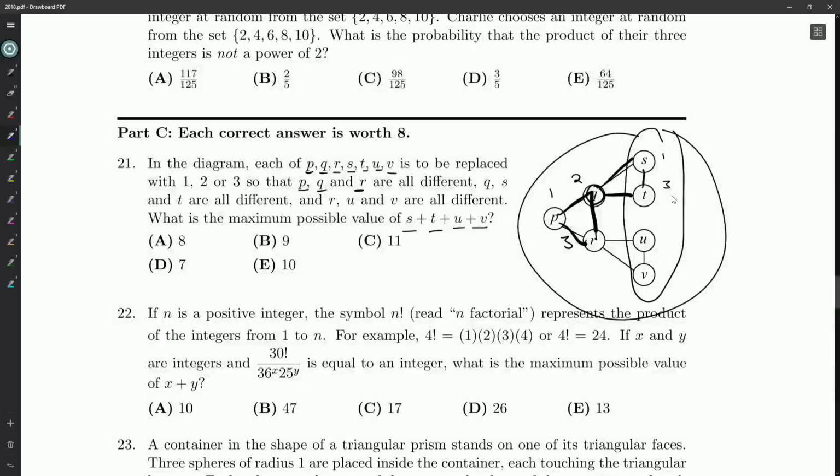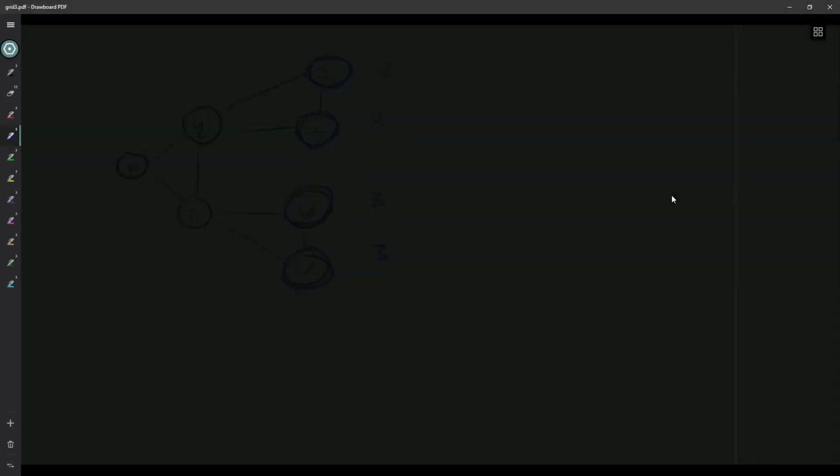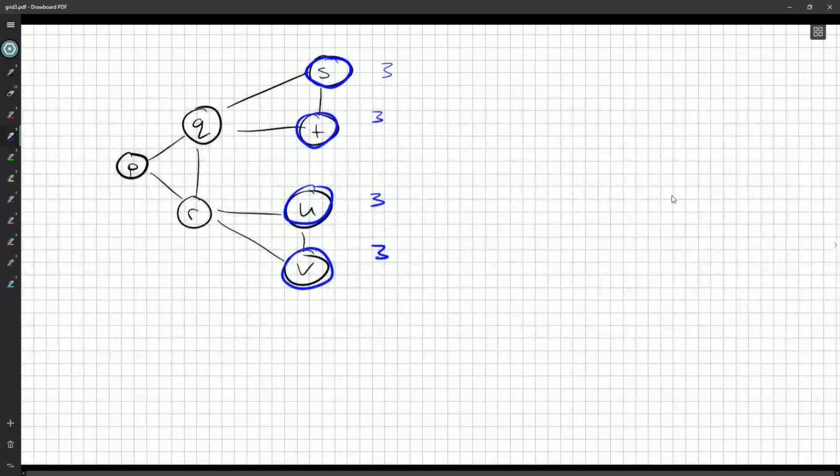Now, if you look carefully, 12 isn't even a possibility. Why is that? Because we can't have S and T both be 3. They have to be different numbers. Just like we can't have U and V both be the same number, so they can't both be 3 either. So that gets us to revise the idea and say, the biggest we could get, knowing that these pairs have to be different, would be a 3 and a 2 and a 3 and a 2. That's as big as possible, right? And that would give us an answer of 10, and that is one of the potential answers they have listed.